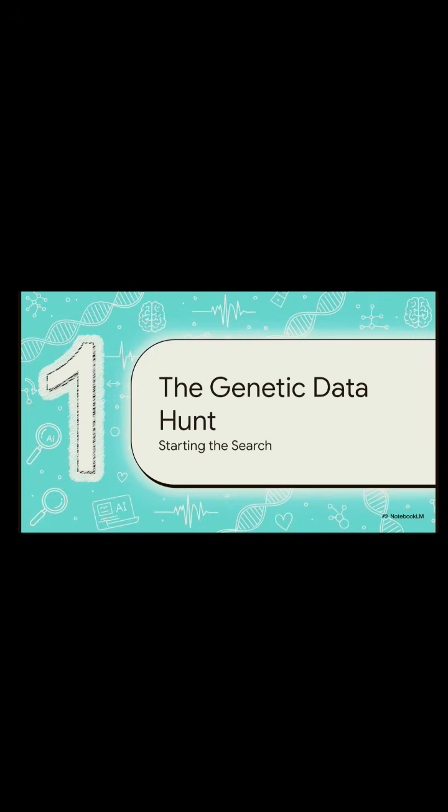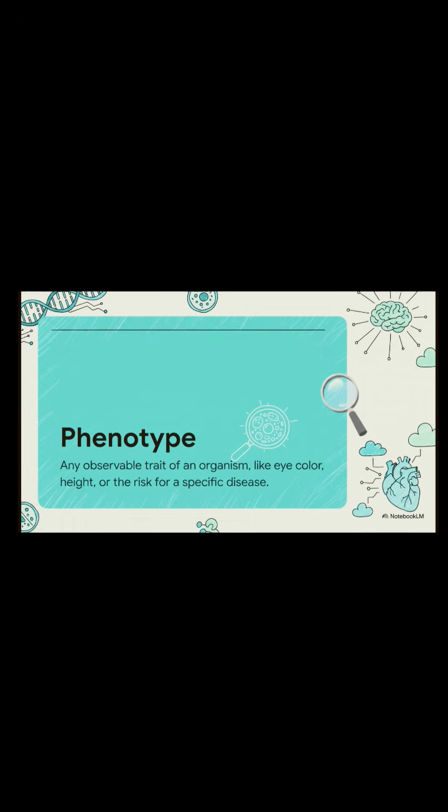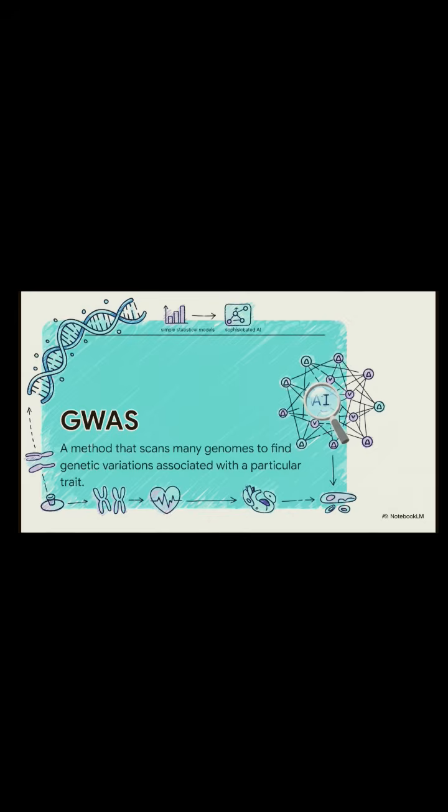To start this genetic data hunt, we have to begin with the basics. First things first, we need to know what exactly we're even looking for. So, in the world of genetics, the thing we're trying to understand is called a phenotype. It's really just any trait you can see or measure. It could be super obvious, like your eye color or your height, or it can be way more complex, like your specific risk for a disease. That's our target. And for a long time, the go-to tool for this hunt has been something called a genome-wide association study, or GWAS for short.